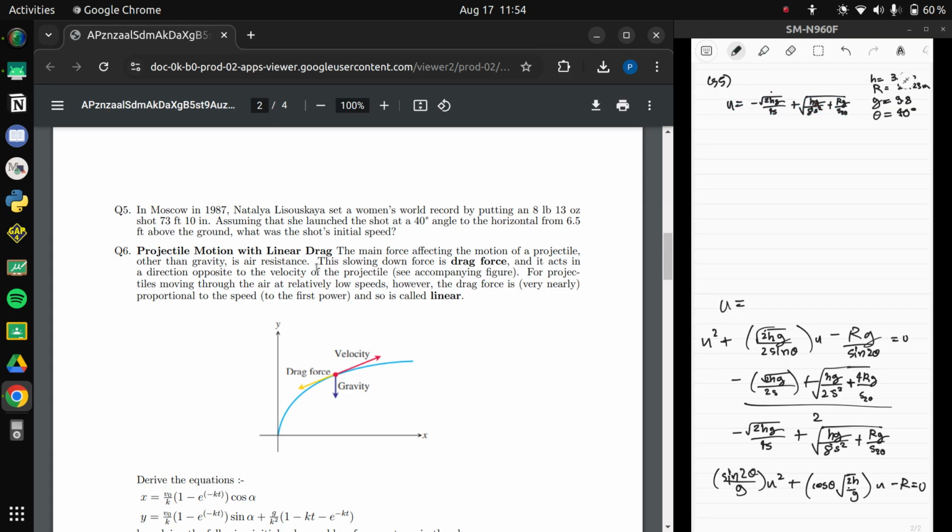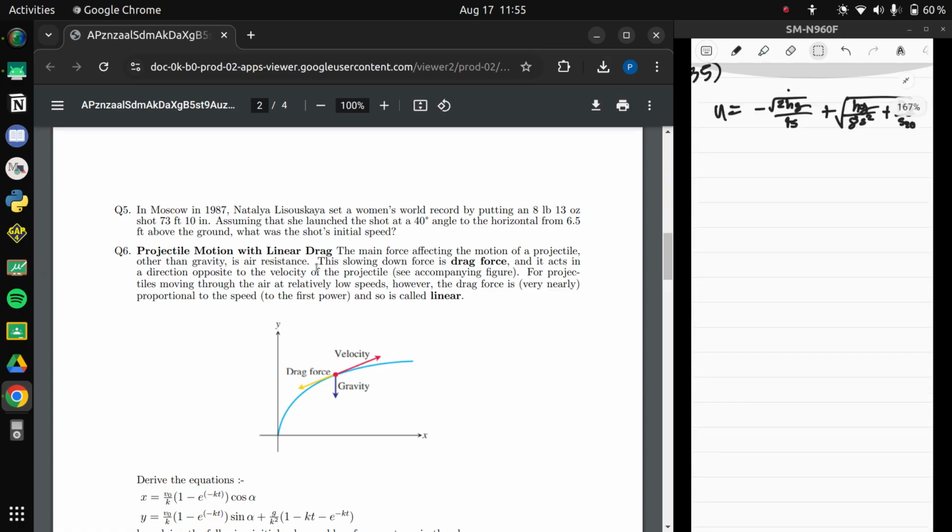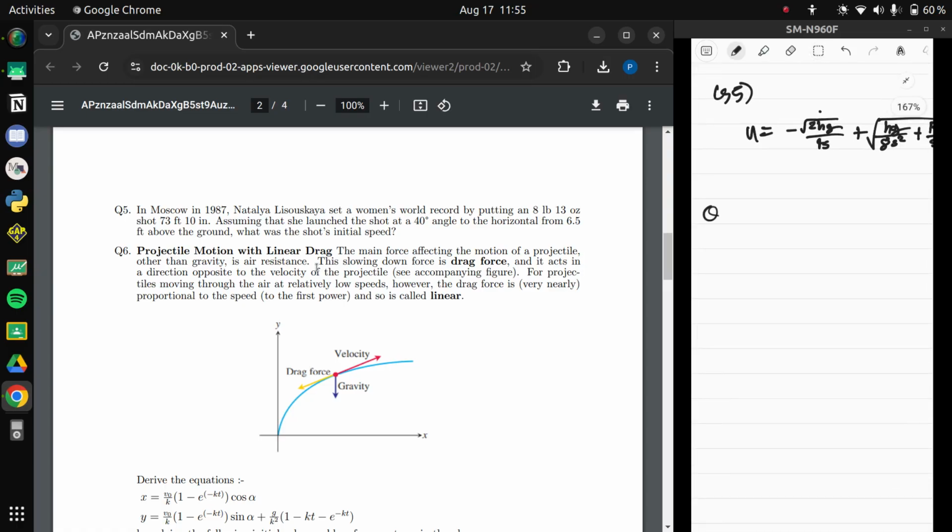Yeah, that's it. That's question number 5. So that's actually the better way to be doing these problems, because in the end I'll be using computers in any case. So I'm just gonna write down the values and then give them the formula. That's it. Projectile motion with linear drag.